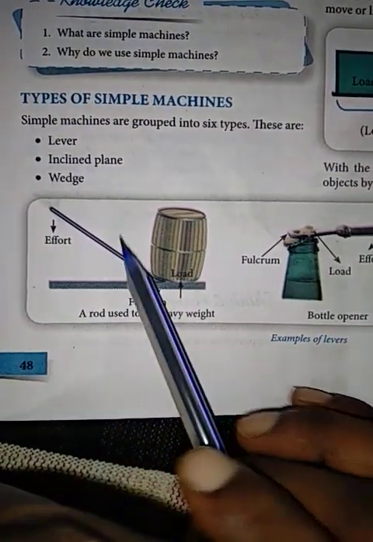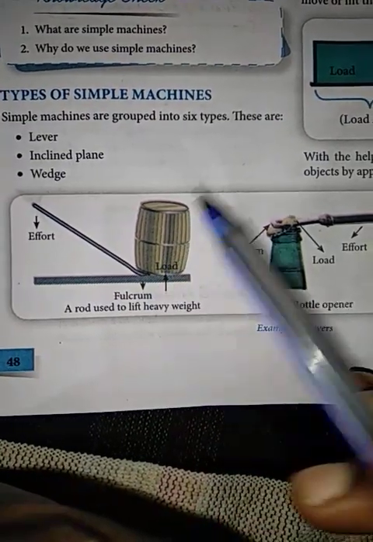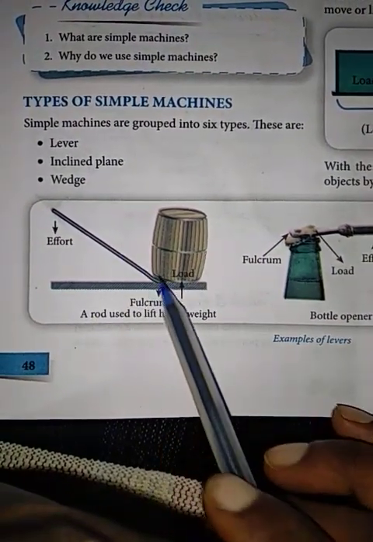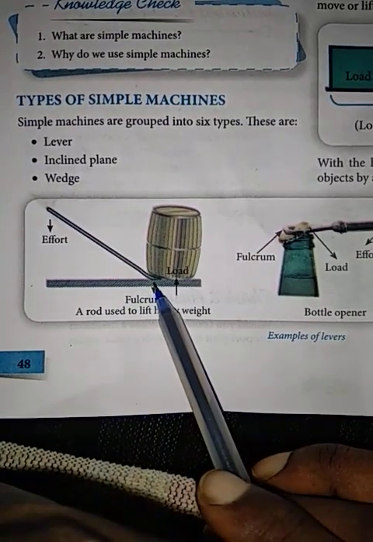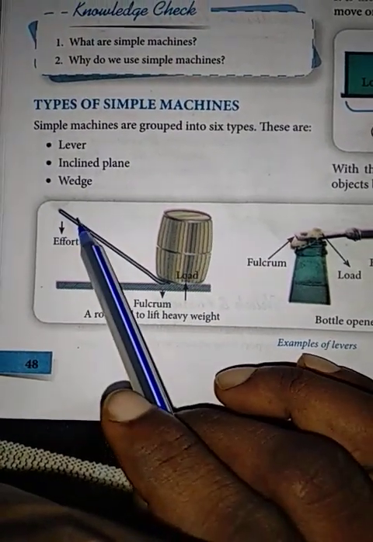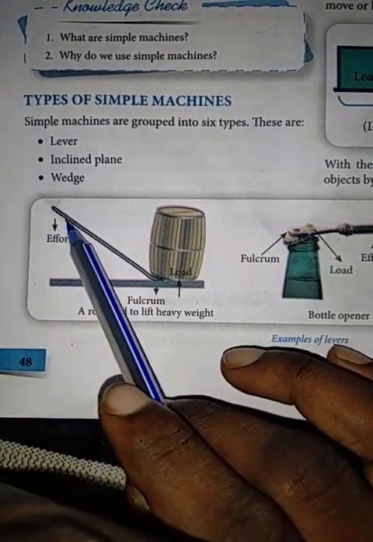This is a rod. At one end of the rod, the object is placed which is to be lifted up, and the rod rests on another object, that is called the fulcrum. This is the load, and at the other end of the rod we apply effort to lift that load, so it is called the effort.